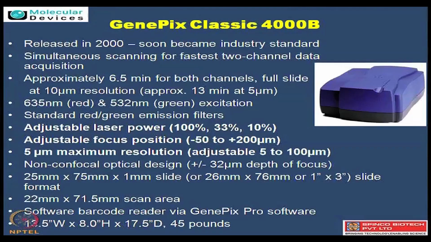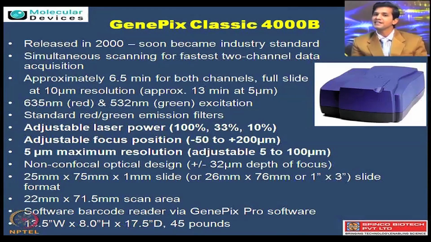GenePix Classic 4000B has 6.5 minutes of simultaneous scan. The meaning of simultaneous scan is both lasers scan at the same time, right, so you have very little time for scanning. Apart from that, it has two lasers, 635 and 532 nanometers, which are classically used for Cy3 and Cy5, and they are compatible dyes. So we have standard green and standard red emission filters to accommodate all Cy3 and Cy5 applications. The laser power can also be adjusted from 100% to 33% to 10%, based on the application and the intensity you want.